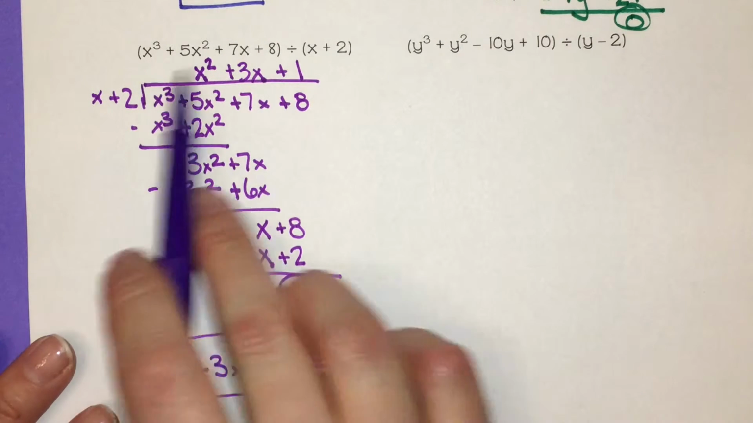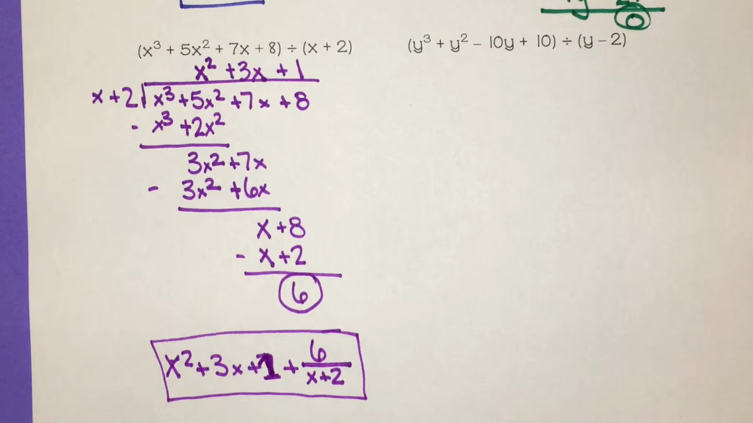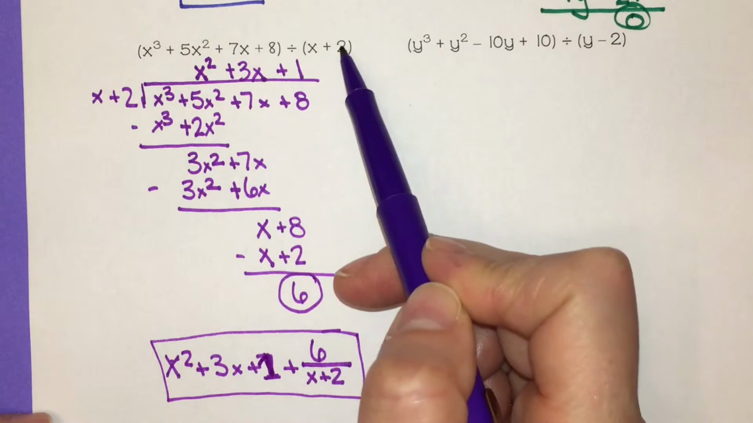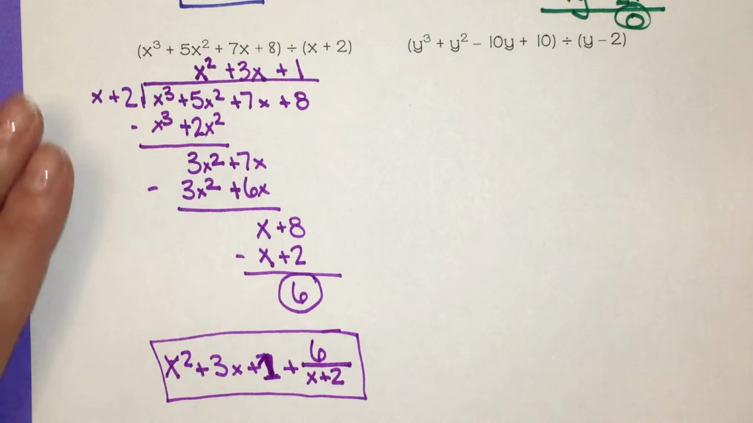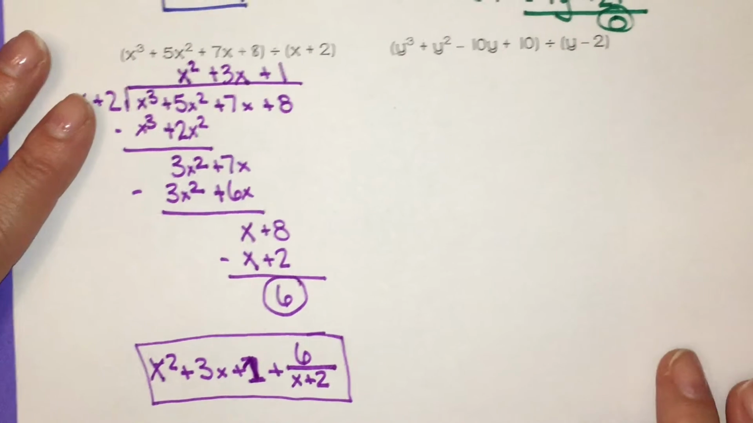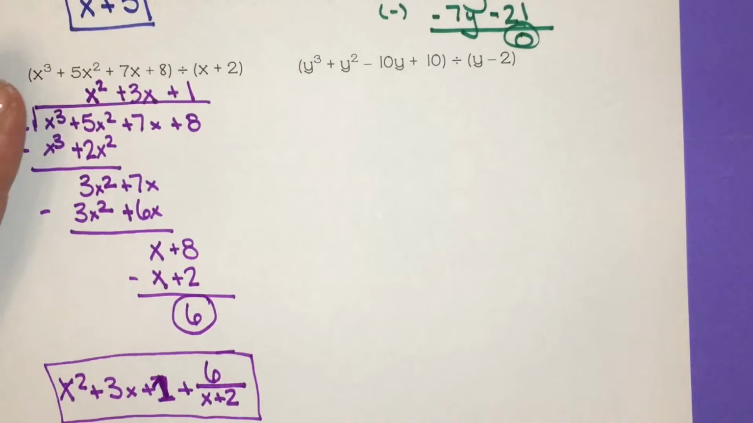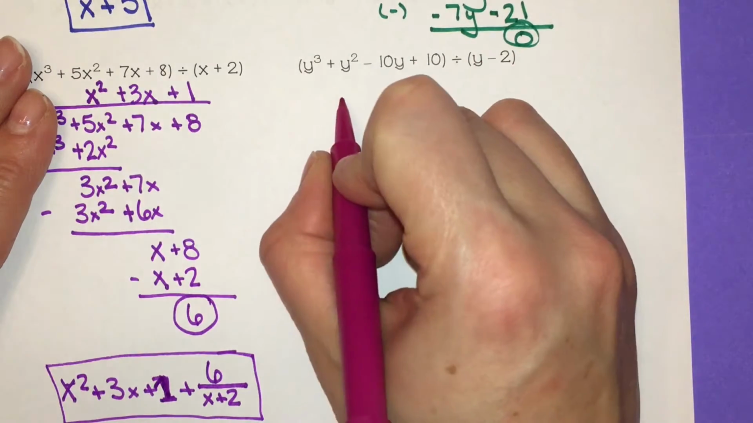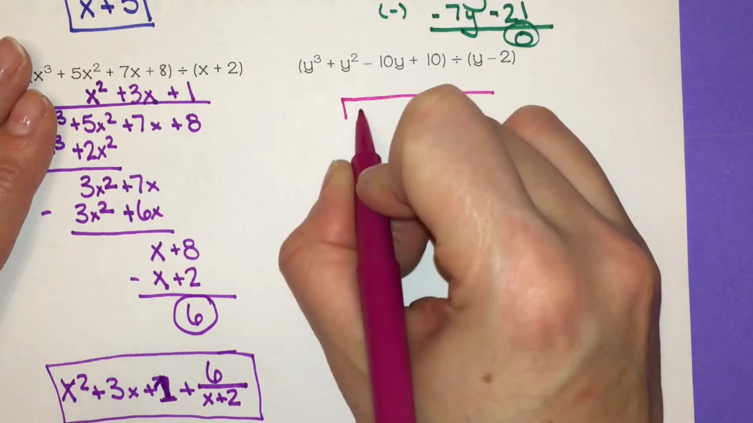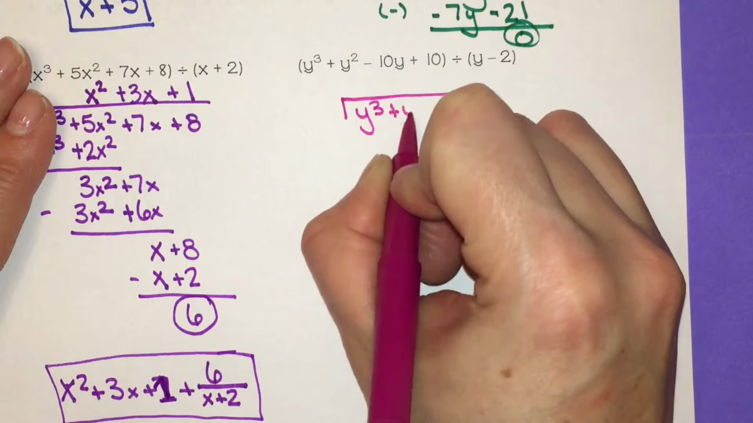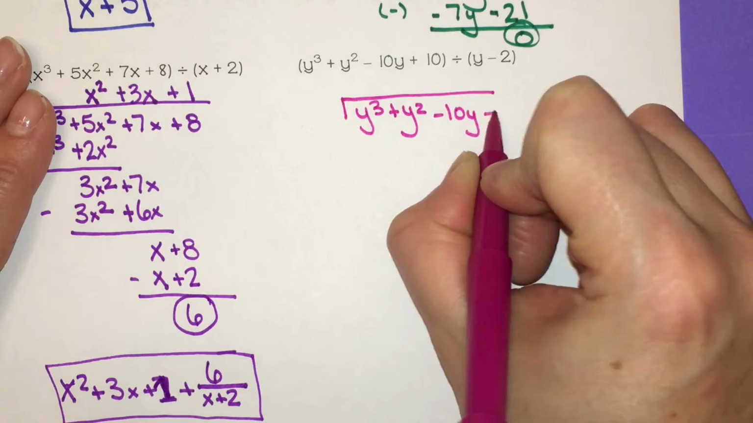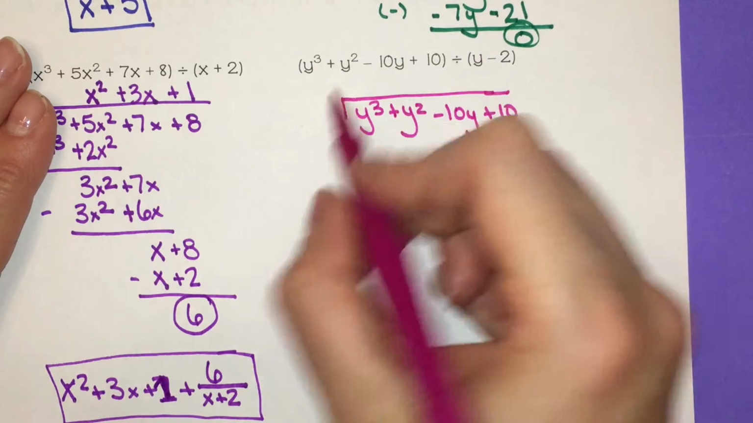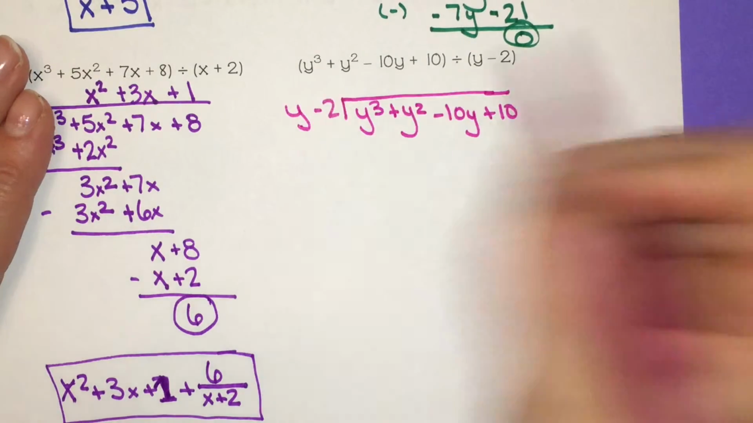Okay, so the first part's the same. You just have to remember to add on your remainder divided by, well, what you divided your original problem by. All right, let's do one more, and then I'll let you try a couple on your own. All right, set up our problem. y cubed plus y squared minus 10y plus 10 divided by y minus 2.